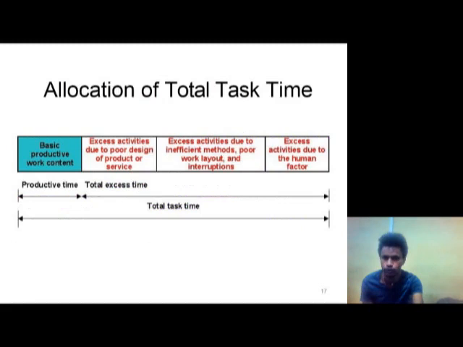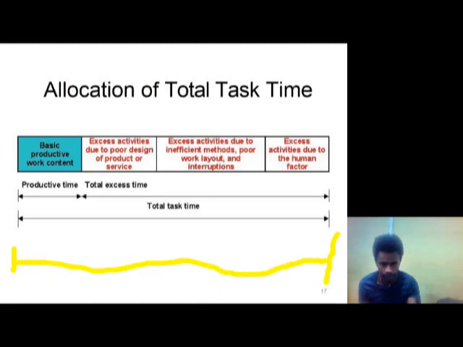This is the allocation of total task. This is what we call the total task time. And the basic, the theoretical minimum amount of work content is this one. It is the basic work content, the value add of that particular product.